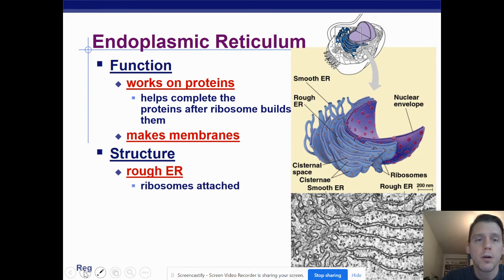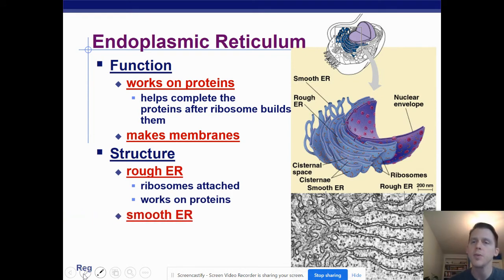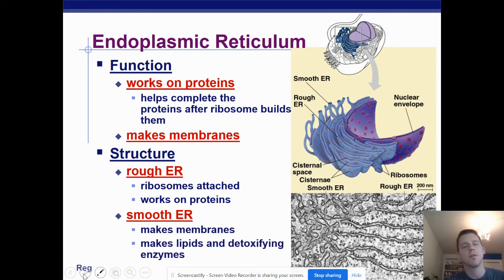So the rough ER is going to have ribosomes attached to it, and the rough ER is going to work on proteins. There is another type of ER called the smooth ER, and the smooth ER has nothing to do with proteins. It's got a totally separate function. Its function is to make membranes, to make lipids, and to make detoxifying enzymes.